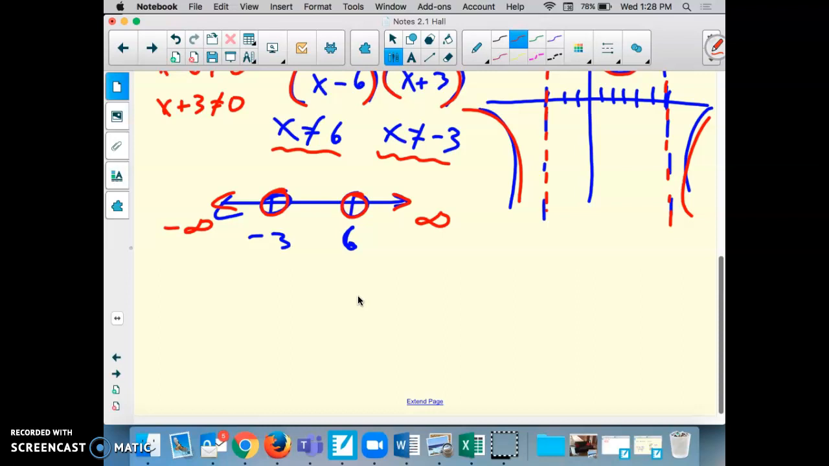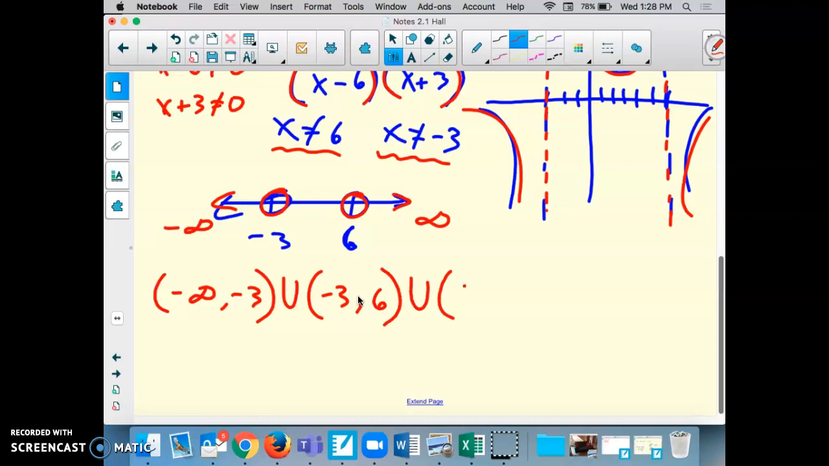So to start off, I'm going to start from left to right. Negative infinity is good, all the way to negative 3, but not including negative 3. Union, again, negative 3 is not good. That's what the parenthesis means. But everything to 6 is good, but not including 6.